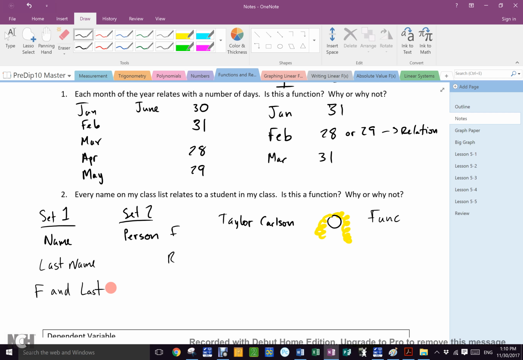99% of the time, if I go by first and last name in a classroom, is it going to be a function? Yes. If in our school I go just by last name, almost never. There's a million Sanders, there's a million Gills. If I only go by first name, no. We're still most likely not. How many times have you been in a class where there's been a Johnny Q and a Johnny R? A million times.